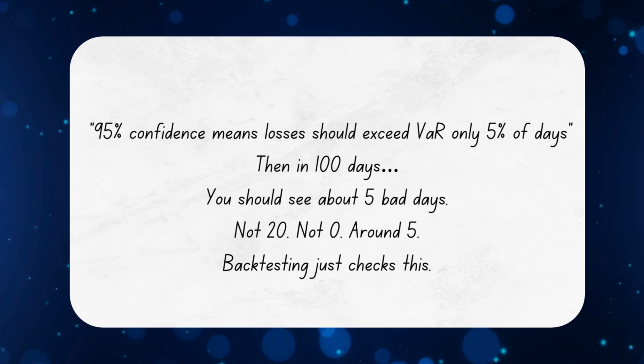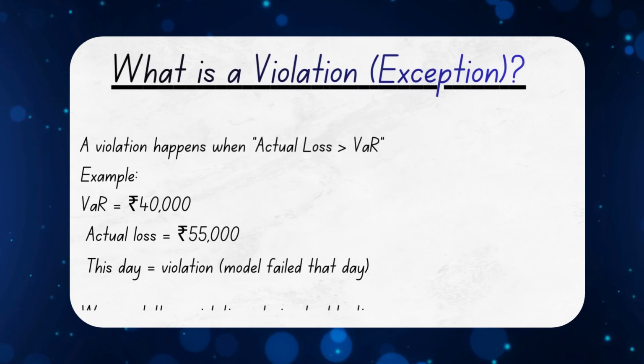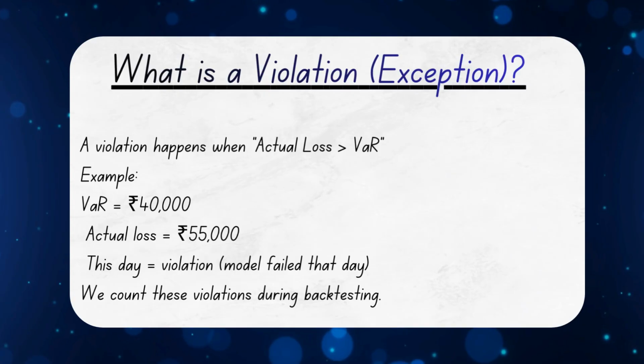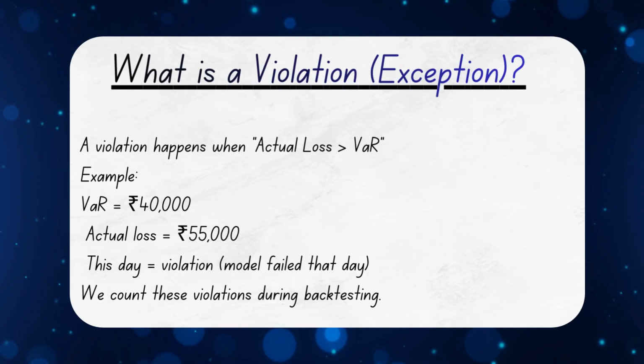Whenever the actual loss becomes larger than VAR, we call it a violation or an exception. That's simply a day when the model failed. For example, if VAR is rupee 40,000 and one day you lose rupee 55,000, that day is counted as a violation. So during backtesting, we basically count these violations and study their behavior.